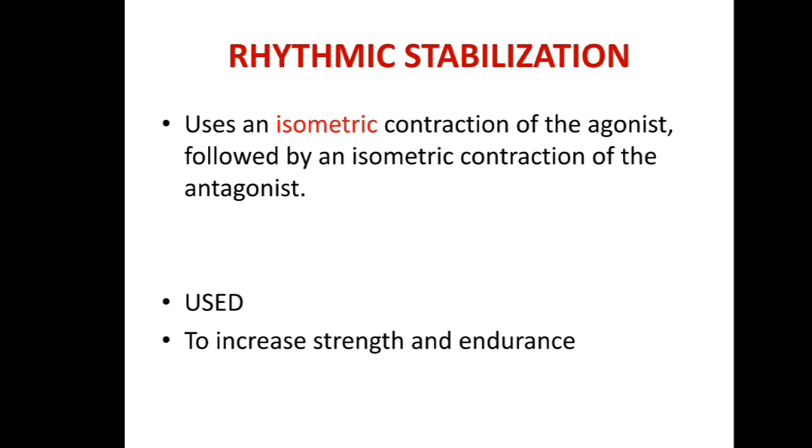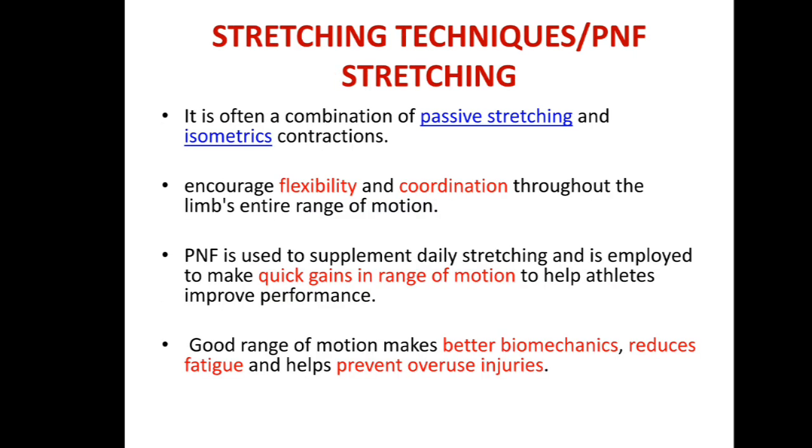Rhythmic stabilization uses an isometric contraction of the agonist followed by isometric contraction of the antagonist. It is used to increase strength and endurance. Next we have the stretching techniques. It is a combination of passive stretching and isometrics. It encourages flexibility and coordination, is used to supplement stretching, and is employed to make quick gains in range of motion. Also, good range of motion makes for better biomechanics, reduces fatigue and also prevents overuse injuries.